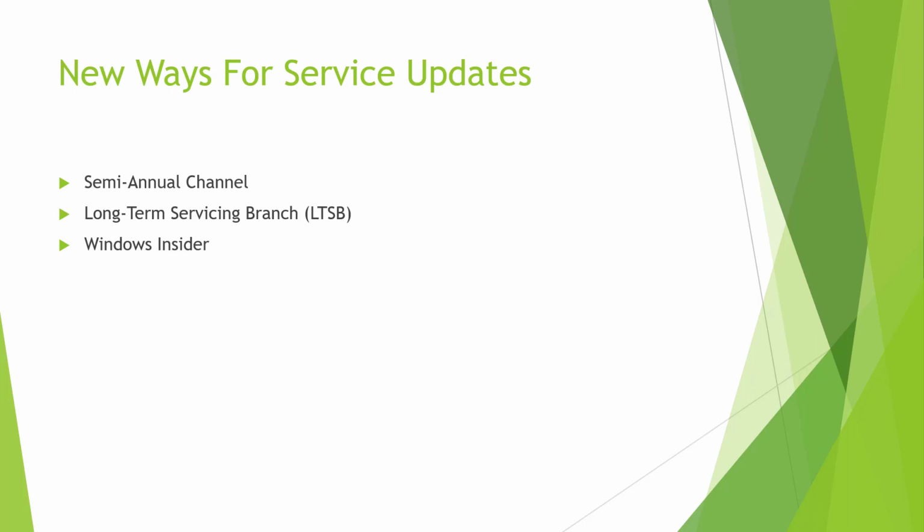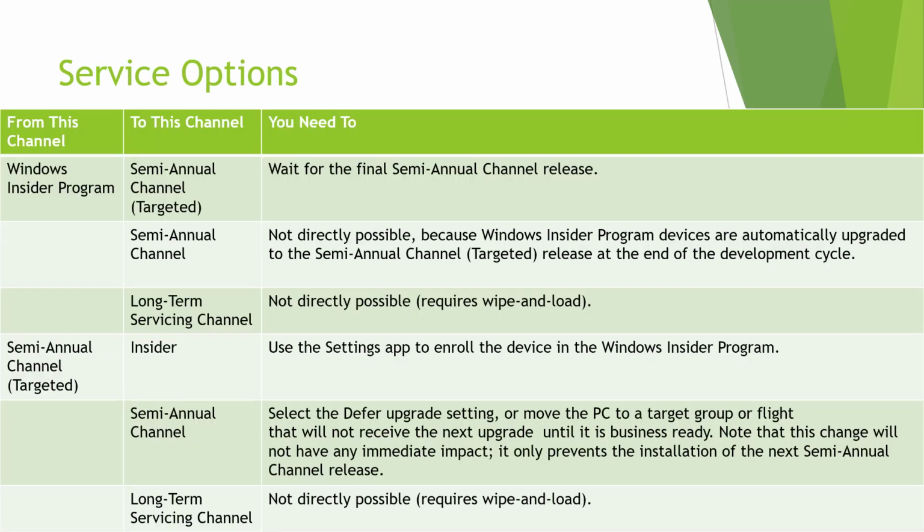There are 3 main types of updates: semi-annual channels, long-term servicing branches, or Windows Insiders. These are basic channels for how service updates come into existence. So if we have a Windows Insider program and we're trying to do a semi-annual channel that's targeted, normally you have to wait for the semi-annual targeted channel to be released.